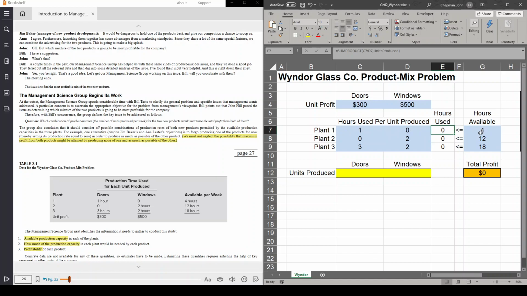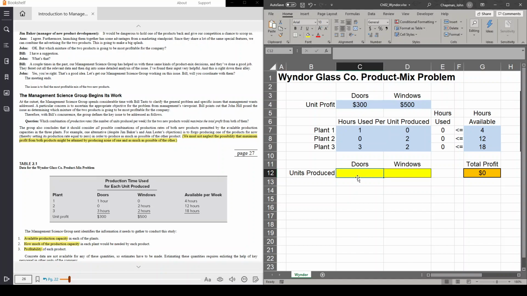We know we have a 4 available, and we're going to put a constraint in here that says we can't do more than 4 hours in plant one. But we need to find out what the total is used and create a formula that calculates, based on these inputs, how many hours are to be used. And what this does is it takes the number of hours per unit for both doors and windows, and it multiplies these times the number of doors produced and the number of windows produced.